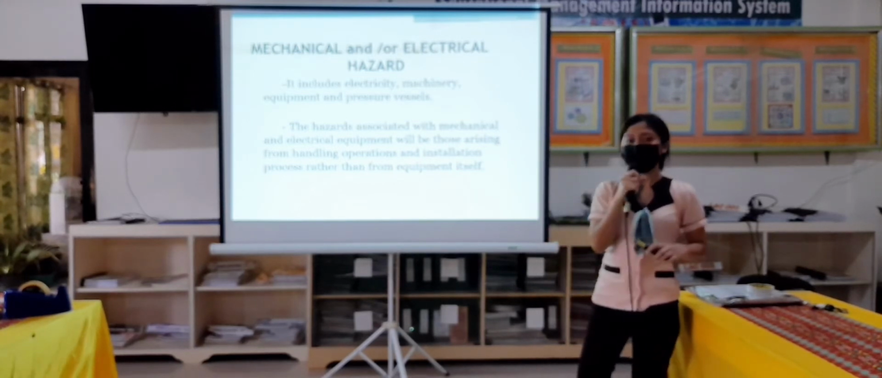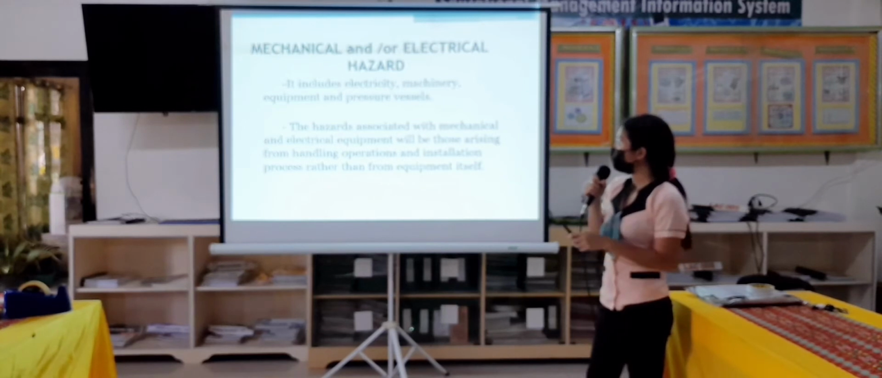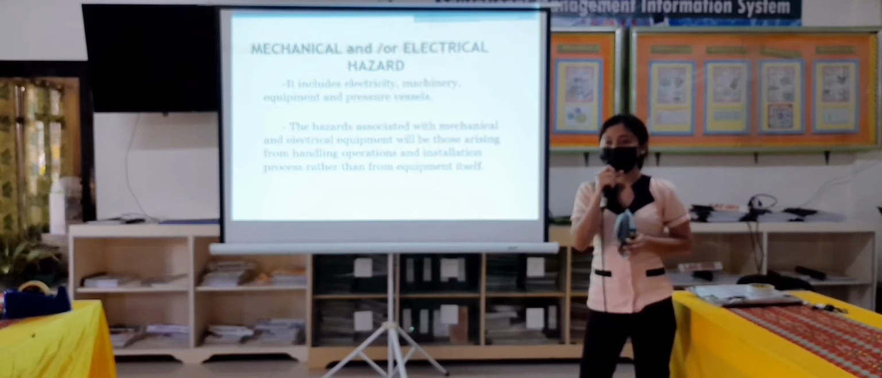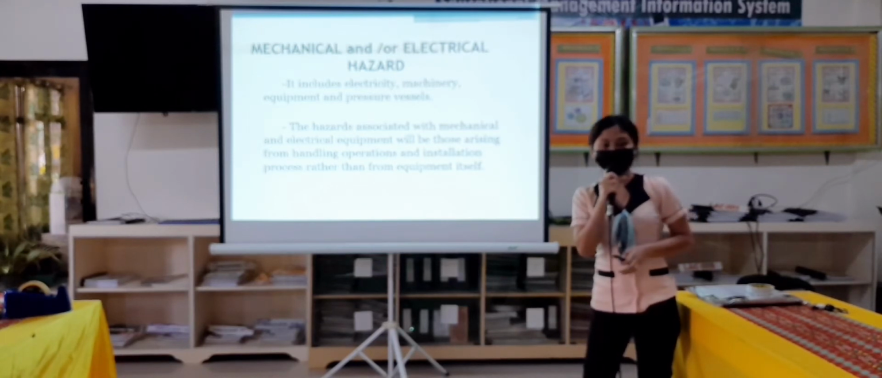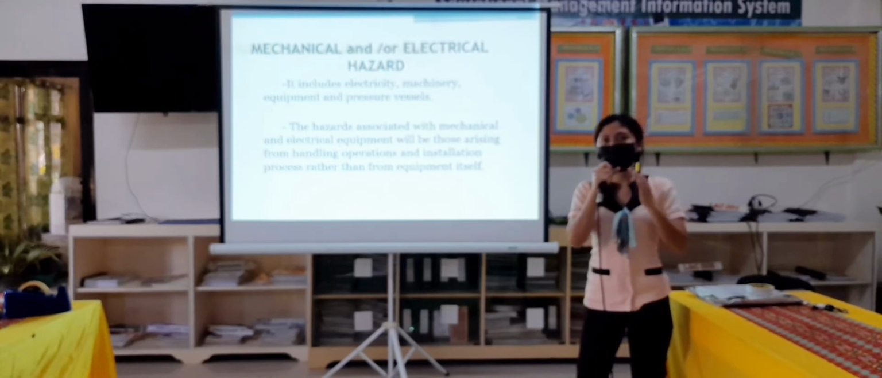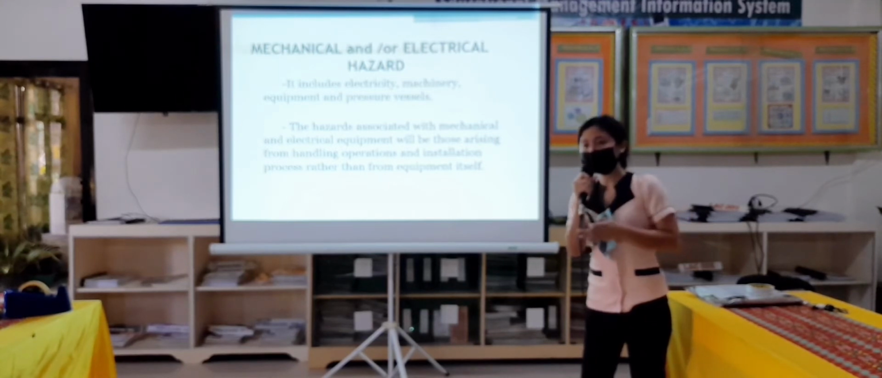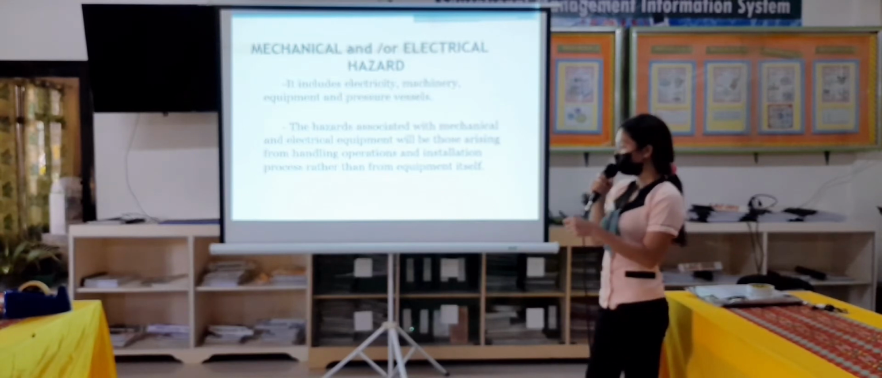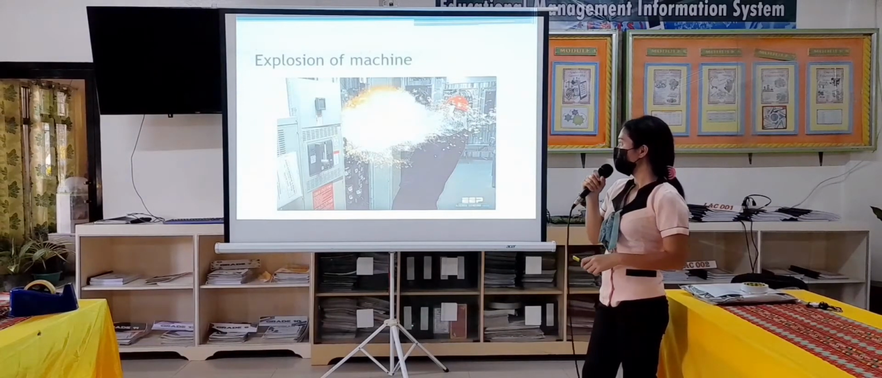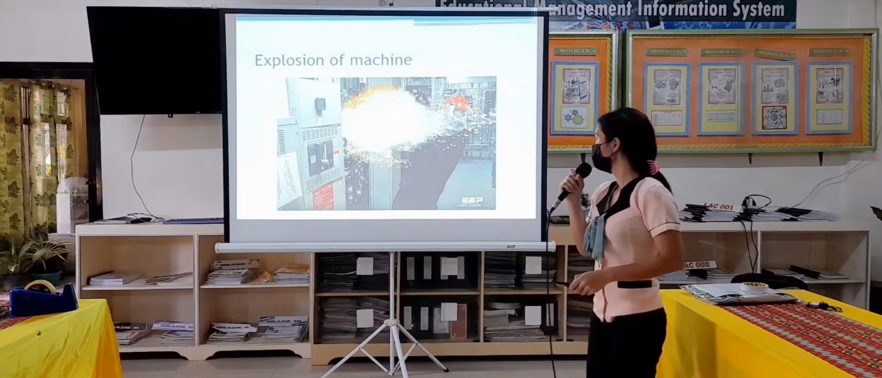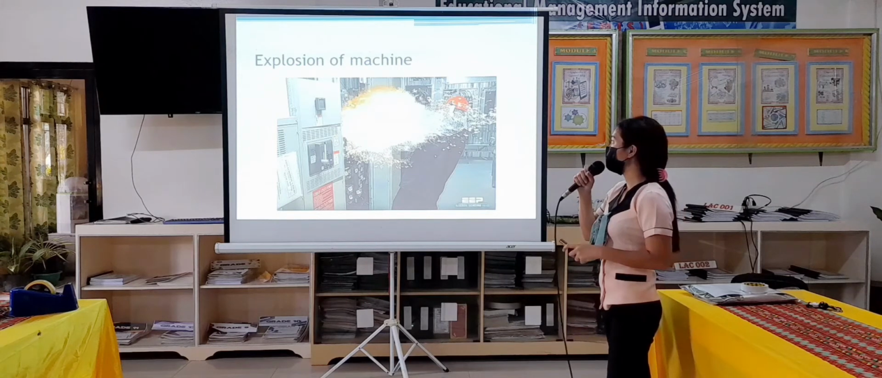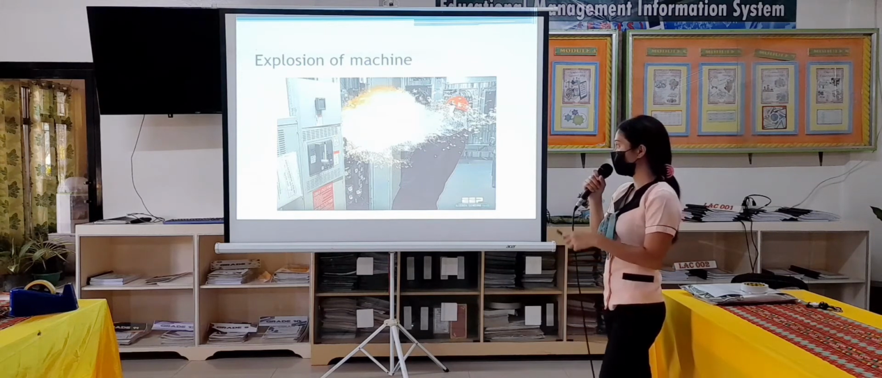So what do you mean by this? Mechanical and electrical hazards will arise in the workplace in the process of installing and operating those machines. Machinery along with power supply equipment can lead to electrical hazards. For example, what happened in the picture? There is an explosion of machines. Yes, there is an explosion of the machine.